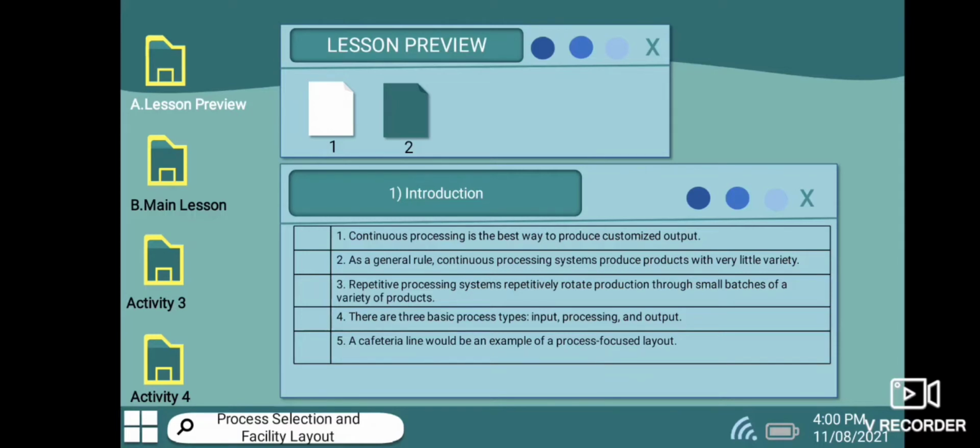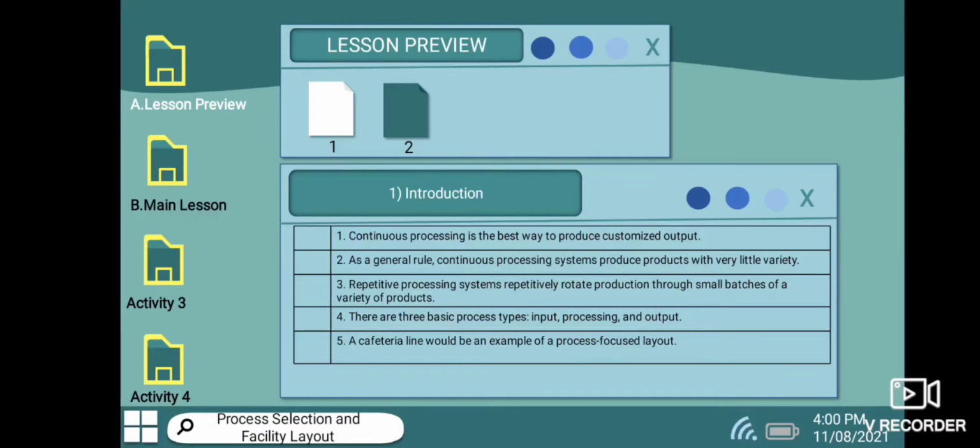Number 4. There are three basic process types: input, processing, and output. Is it a yes or no? It is a no. There are five basic process types: job shop, batch, repetitive, continuous, and project.